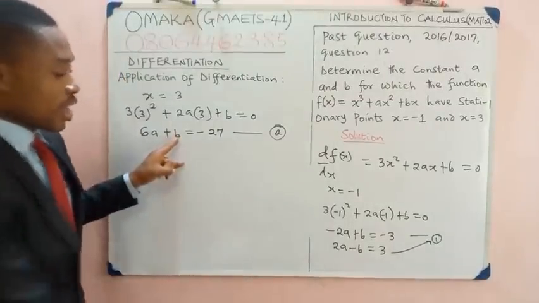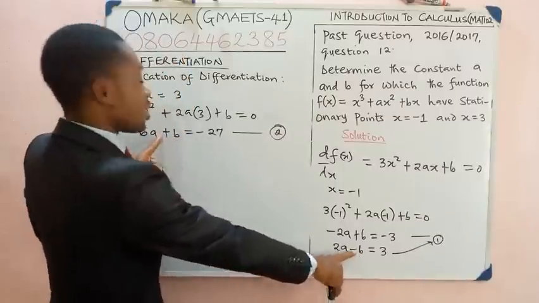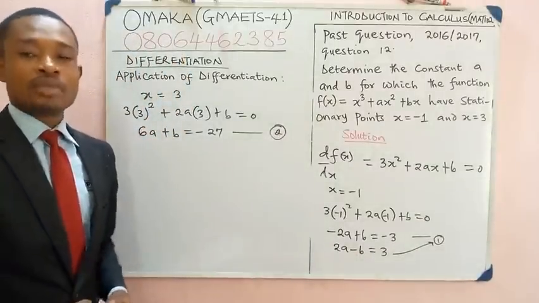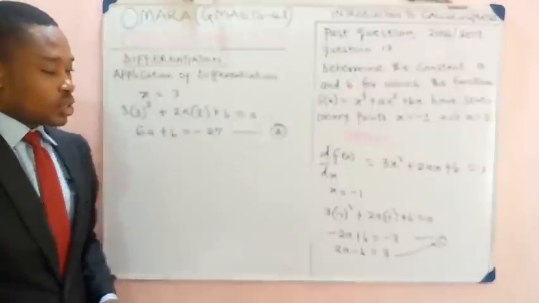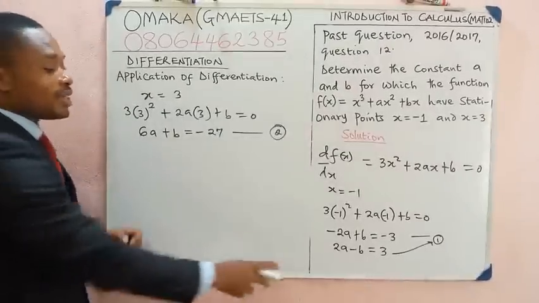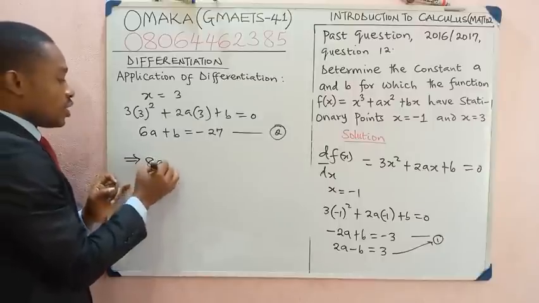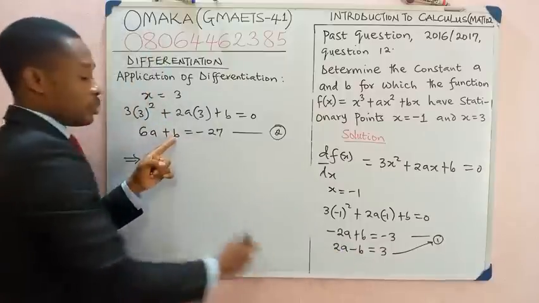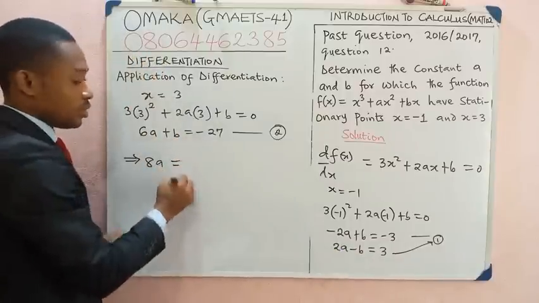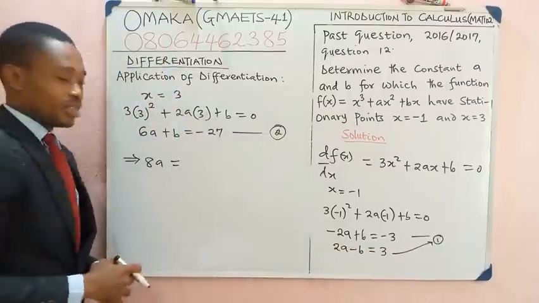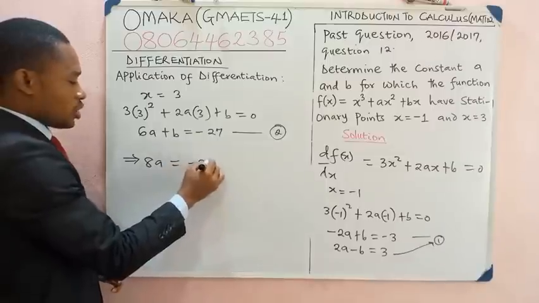Now you see that b here and b here have the same value. The difference is the sign. Now you have different signs, you add if you're solving simultaneously to eliminate b. So we're going to add equations 1 and 2. If you add that, 2a plus 6a will give us what? 8a. Then minus b plus b is 0. You have eliminated b. Then 3 plus minus 27 is going to give us minus 24.